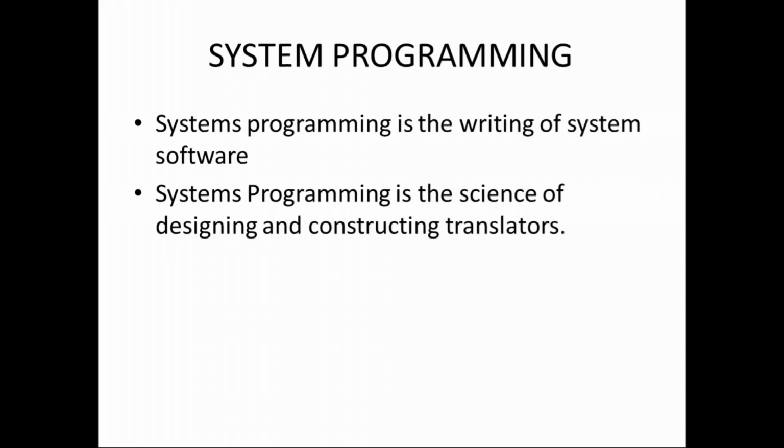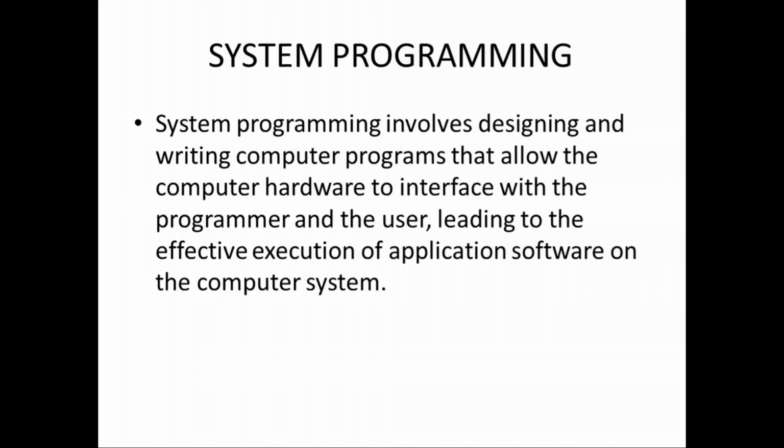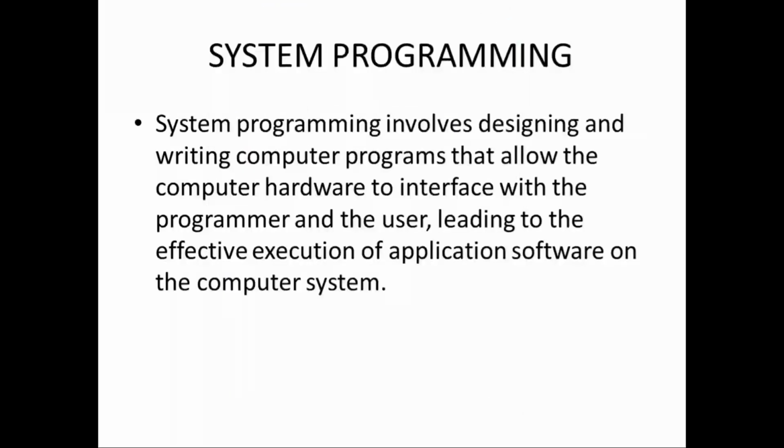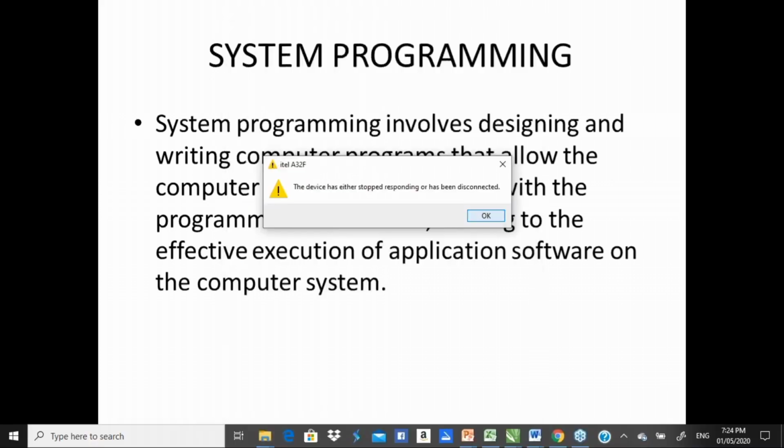Then we looked at what we call system programming, and we said system programming is the writing of system software. And then we went on to the encompassing definition that says system programming involves designing and writing computer programs that allow the computer hardware to interface with the programmer and the user, leading to the effective execution of application software or application system.